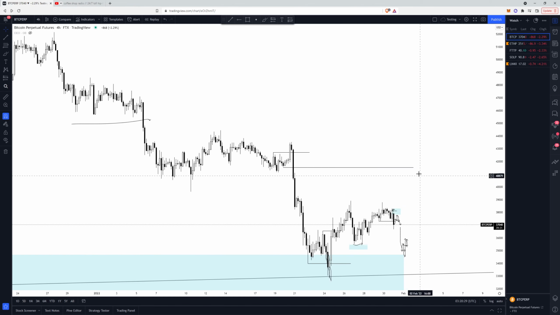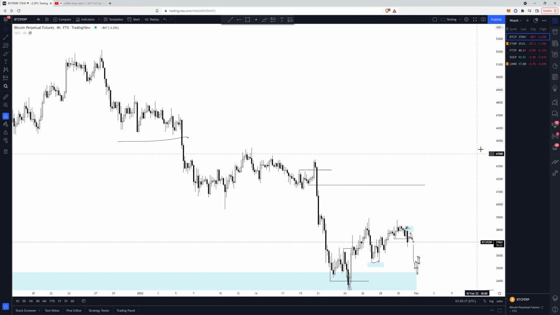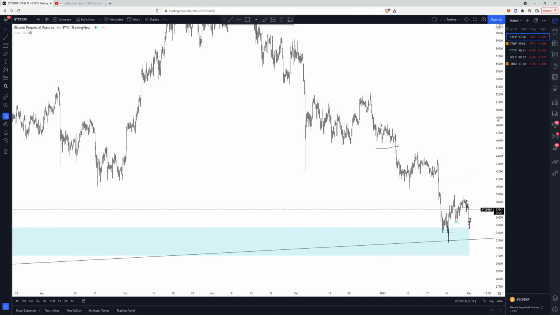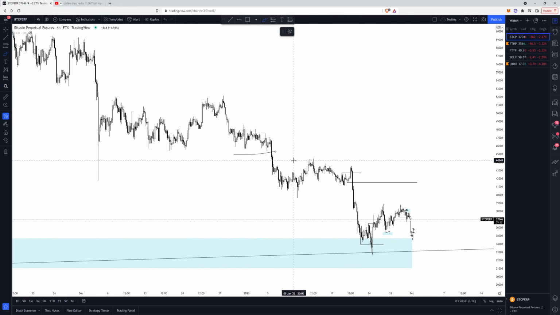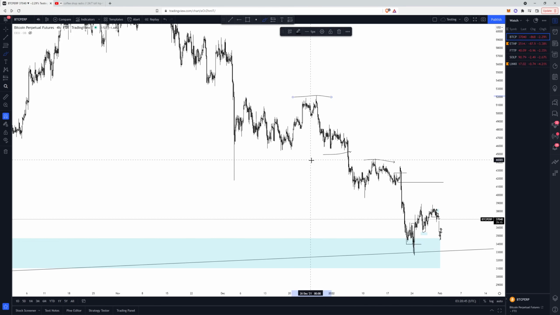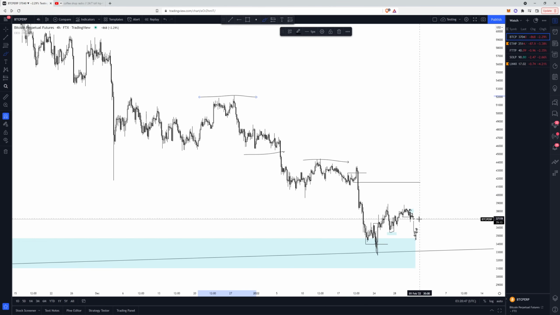So if we do get the swing long, I'll probably look to take the majority of the position off just above 41k, but then obviously leaving some on in case we are catching a bottom. But until we do start to break some structure like this level and this level, it's probably best to assume that we are going to head lower.